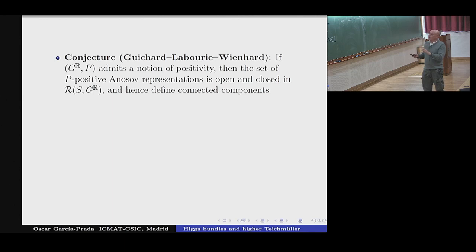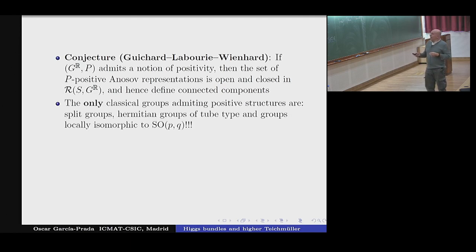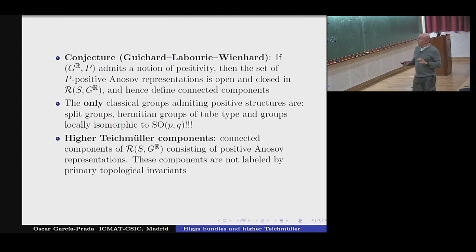But the conjecture still is that positive representations, P positive, because remember, this notion of positivity depends on a parabolic subgroup, is open and closed, and then that is the right condition. And as I said before, the only classical groups admitting positive structures are split groups, Hermitian groups of tube type, and groups locally isomorphic to SO(p,q). And so a tentative definition of higher Teichmüller would be to say that they are components consisting of positive Anosov representations.